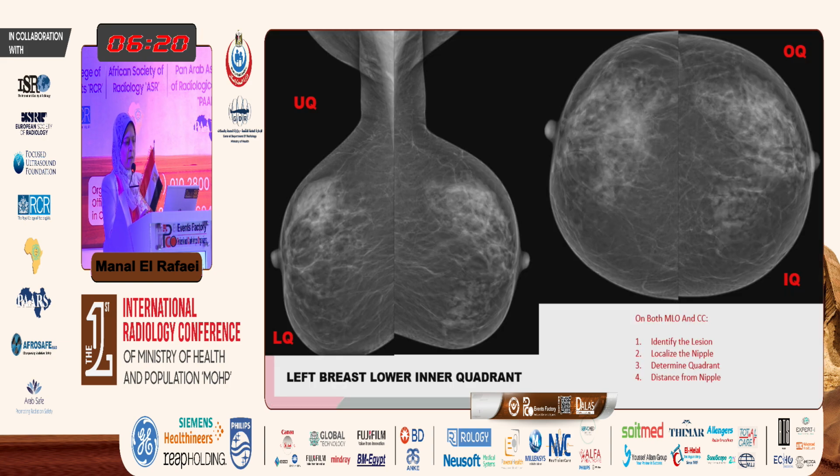For example, on those images, I have the MLO and CC. First of all, I have to localize my lesion. I know the lesion, I detect it, then I localize the nipple, then I measure the lesion from the nipple.